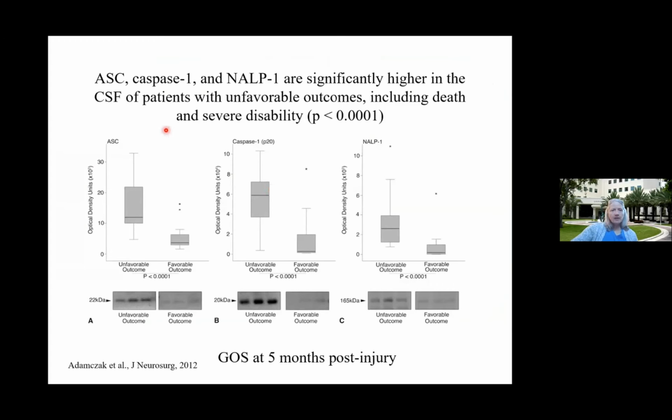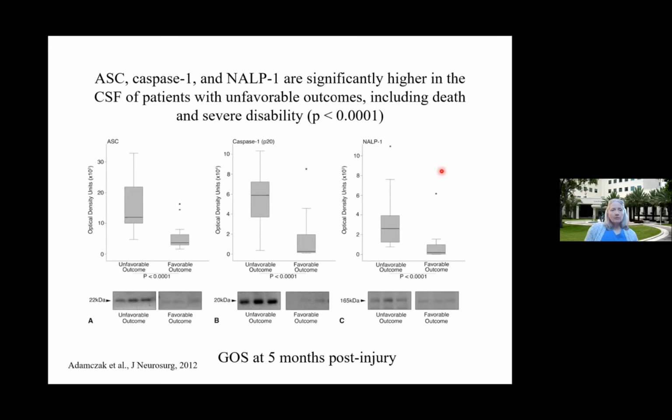CSF from TBI patients, and they were classified as unfavorable or favorable outcomes based on Glasgow Outcome Scale at 5 months, and clearly showed those that had an unfavorable outcome, they had significantly higher levels of ASC, caspase-1, and NALP1 or NLRP1, clearly indicating that inflammasomes were active. And here's an example, Alan, of 5 months post-injury, where these early biomarkers were showing an issue in terms of outcomes at this later time point.